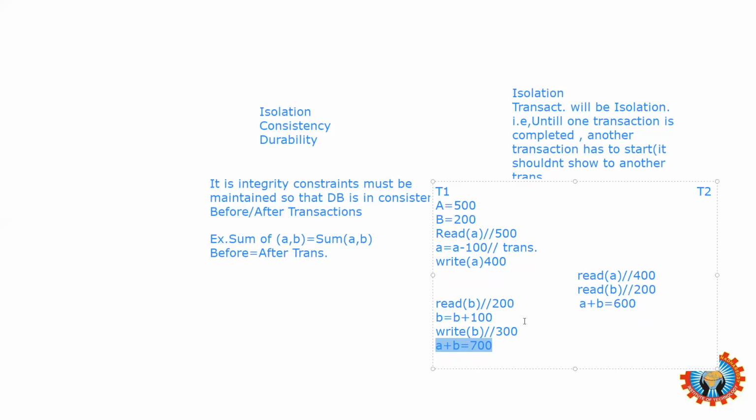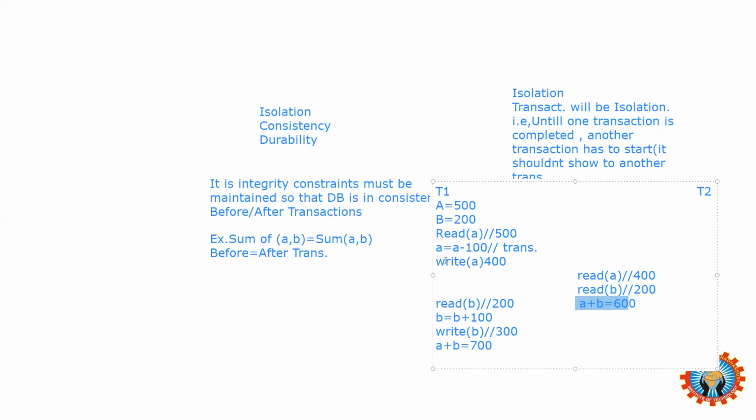The isolation concept means that a transaction will be isolated until the transaction is completed. That is, it should not be shown to another transaction. If you see this example, another transaction is happening with it, so we will get different data. The data used in one transaction should not be used by another transaction, like in between read of A and read of B. I hope you understand the concept.